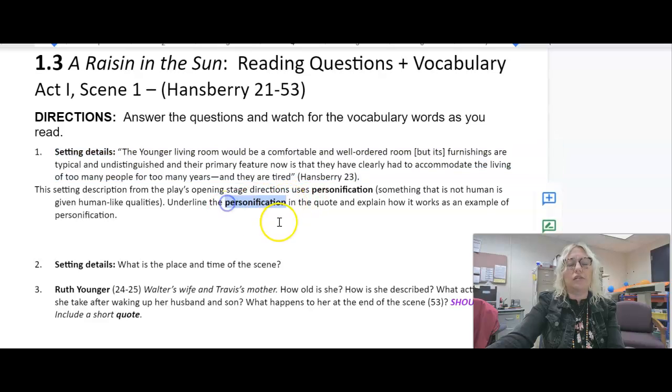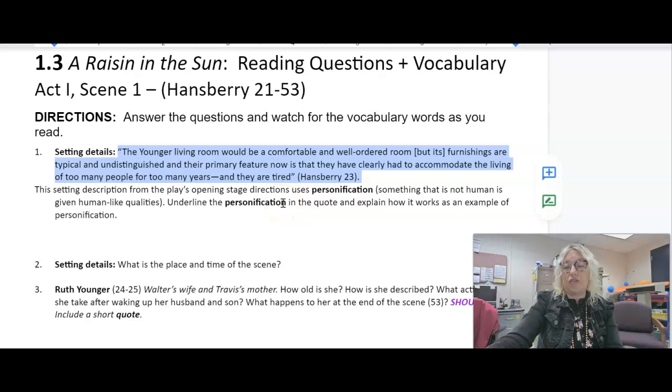This question also has a question about personification. Personification is another type of figurative language. We're going to be talking about this so much in English class, and you probably have already heard about this one. This is when something that is not a person, not human, is given human-like qualities. I'm asking, what about this quote has personification in it? Underline it and then talk about how it works. How is it an example of personification? What about it is being given human-like qualities?